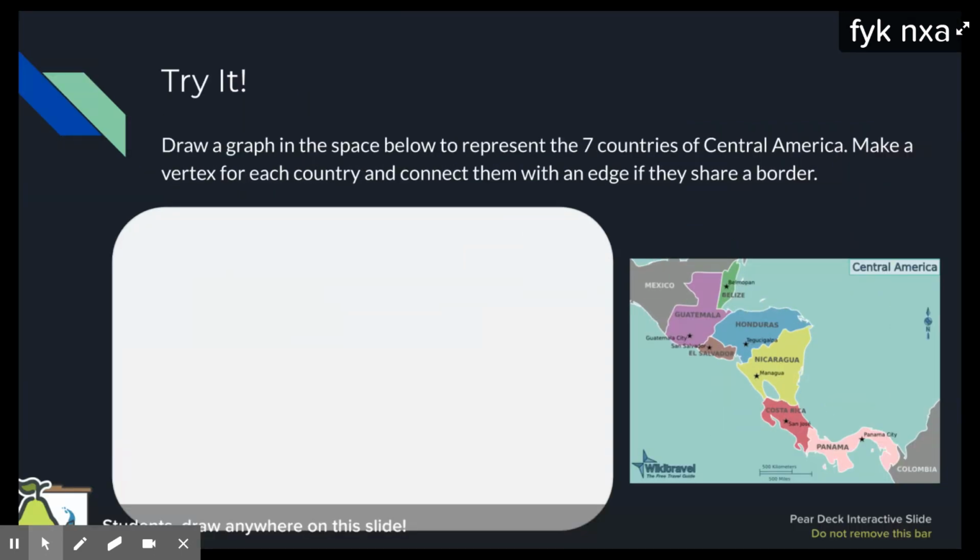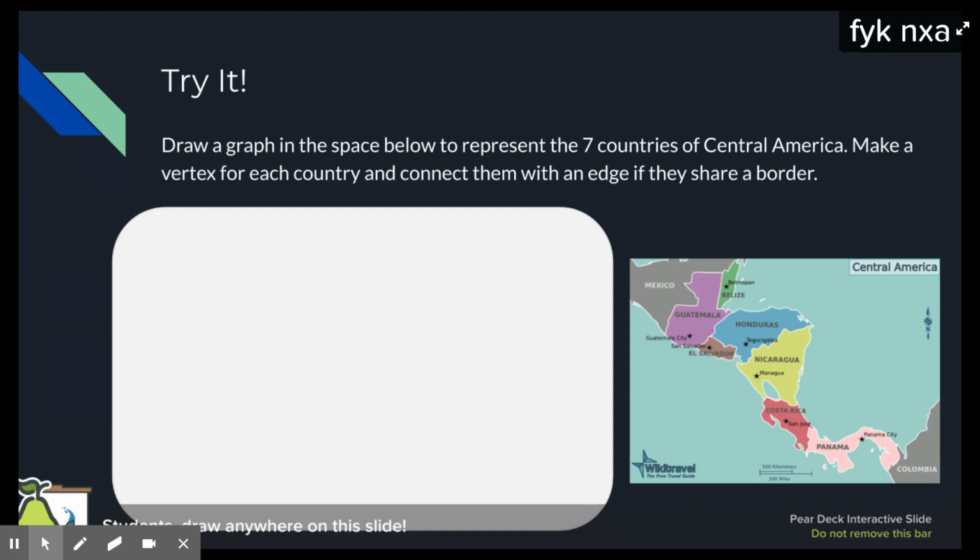So I'm going to have you guys practice. Take about 5 minutes, and don't worry about being super nice and neat. I know some of you are just drawing with your finger or your cursor. You're going to draw a graph in this space below for the 7 countries of Central America. Don't do Mexico or Colombia. That's not Central America. So only the ones that are colored. Abbreviate. I picked this map because every country starts with a different letter, so you can just use the first letter of the country to abbreviate.